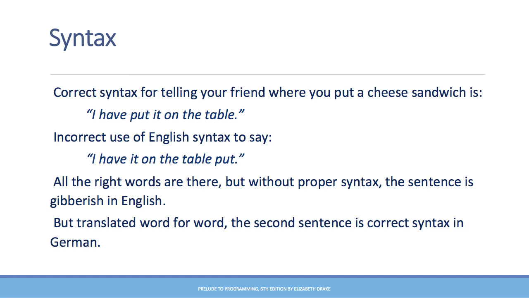So you're telling your friend where you put the cheese sandwich. I have put it on the table. Okay? Incorrect use of English syntax would be to say, I have it on the table put. You see, I can't even say it incorrectly. I have it on the table put. Well, all the right words are there, but the proper syntax is kind of messed up, and for some people, that sentence doesn't even make sense. All right? But if you translate it word for word, the second sentence works perfectly in German. Okay, so from one programming language to the next, syntax is going to be different. And we have to look out for those things.